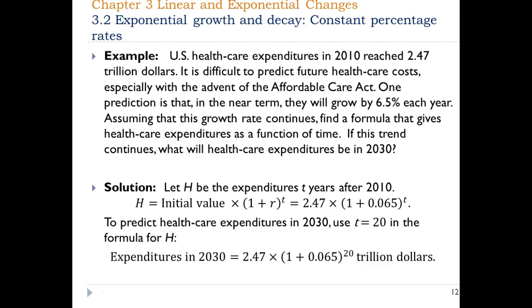It is difficult to predict future healthcare costs, especially with the advent of the Affordable Care Act. One prediction is that in the near term, they will grow by 6.5% each year. Assuming that this growth rate continues, find the formula that gives healthcare expenditures as a function of time. If this trend continues, what will healthcare expenditures be in 2030? Solution. Let E be the expenditures t years after 2010.